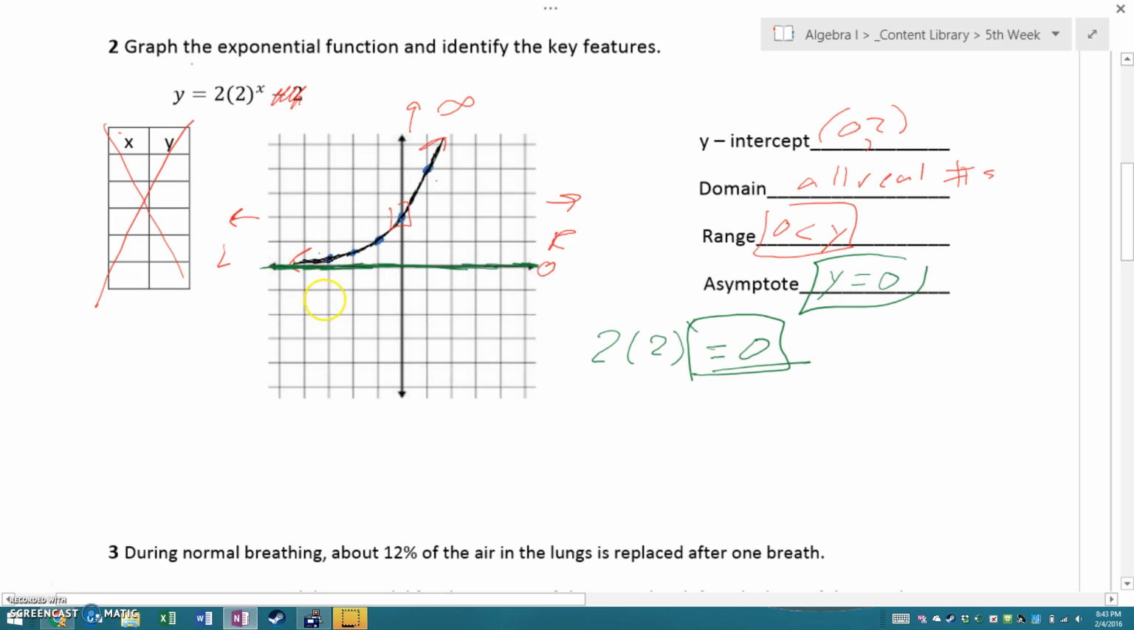It will never go past 0. You will never have a negative number. Now what's nice about this is that all this information is always going to be the same thing.